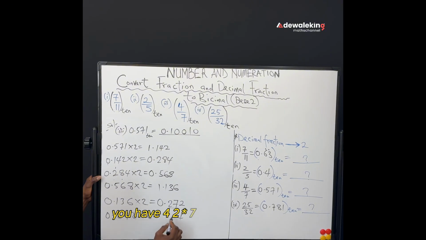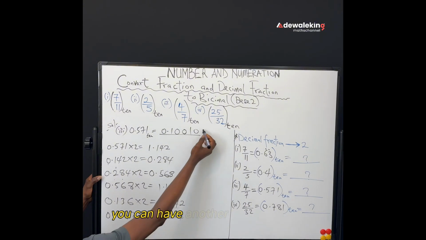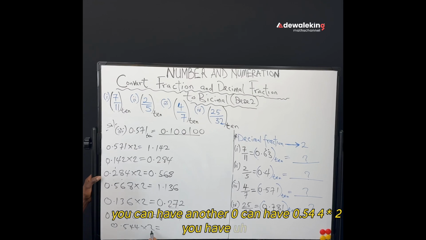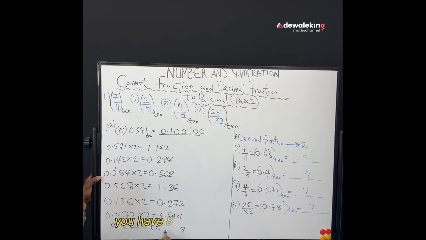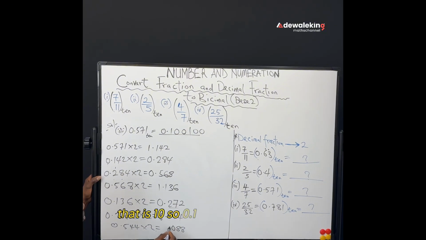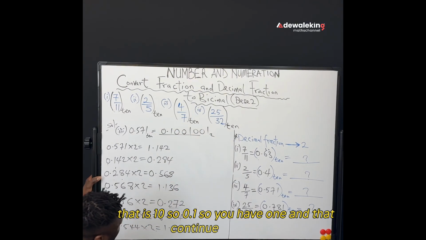2 times 7, you have 14. 4, carry 1. 2 times 2, 4 plus 1, that is 5. You can have another 0. You can have 0.544 times 2. You have 2 times 2, you have 8. Then this is 2 times 5, that is 10. So 0.1. So you have 1, and that can continue indefinitely.